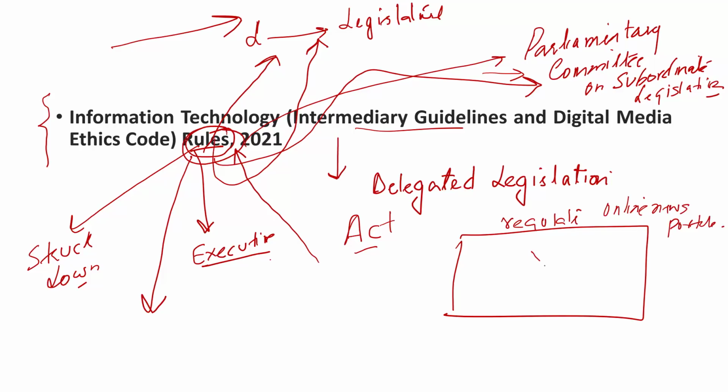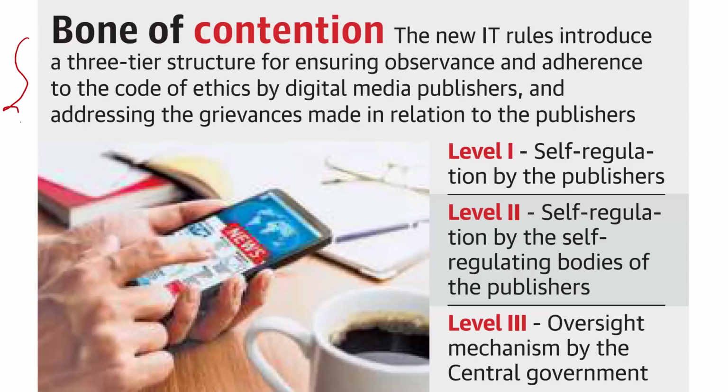Let's say, for example, this is a news portal X. X publishes various articles, interviews, and opinions of various important personalities, activists, writers, and so forth. Now, if you're not happy as an individual with the content published on these online news portals, then these rules say, number one, there has to be a three-tier structure.